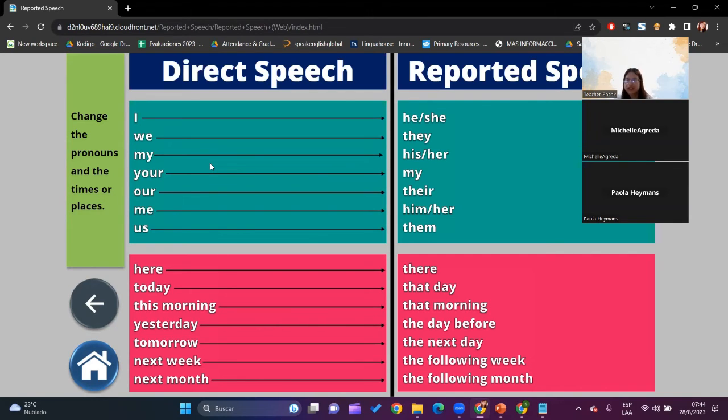And also the expressions, like the demonstratives and places and time expressions, we change those too. Paola, help me here in reported speech. Here, there, today, that day, this morning, that morning, yesterday, the day before, tomorrow, the next day, next week, the following week, and next month, the following month. Exactly. So we always have to change the pronouns and the times or places too.